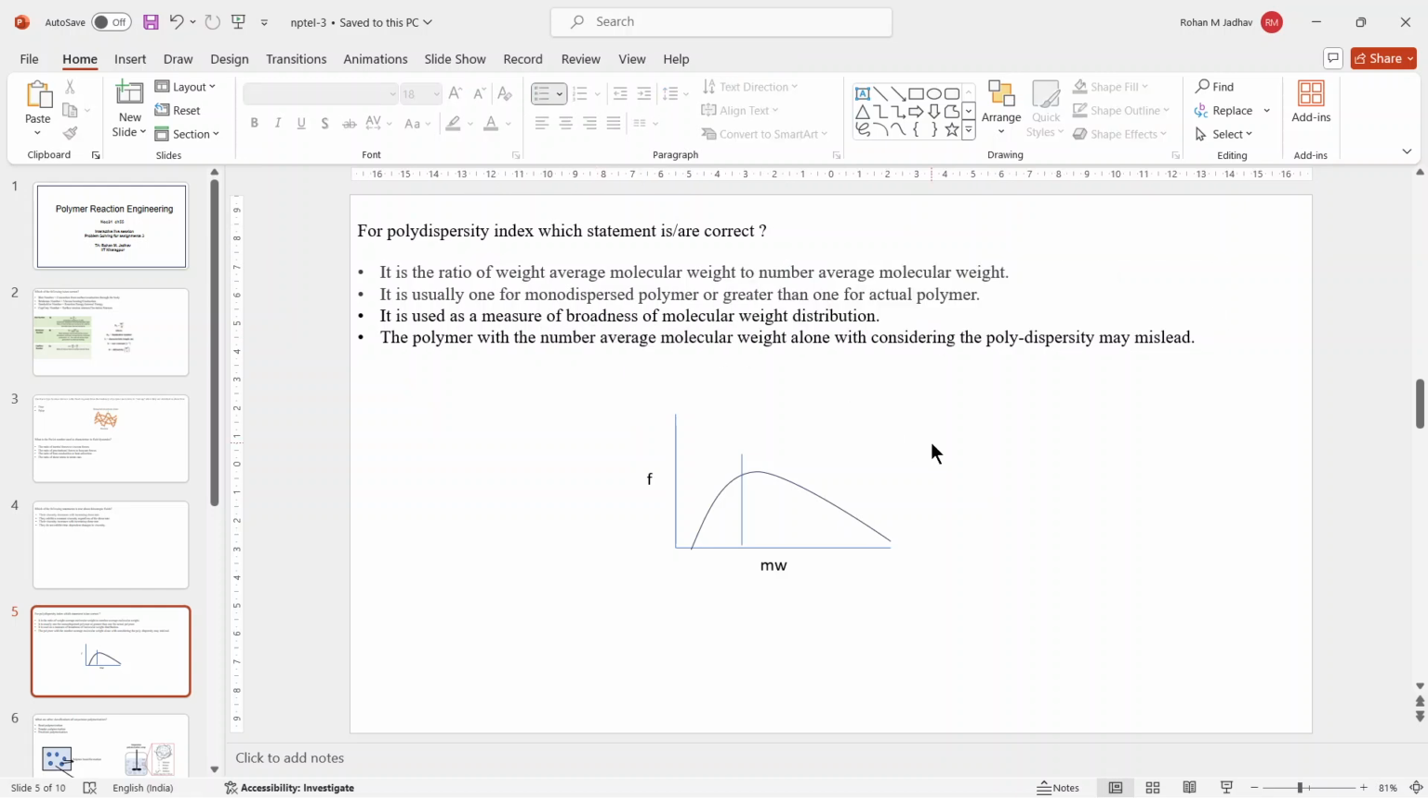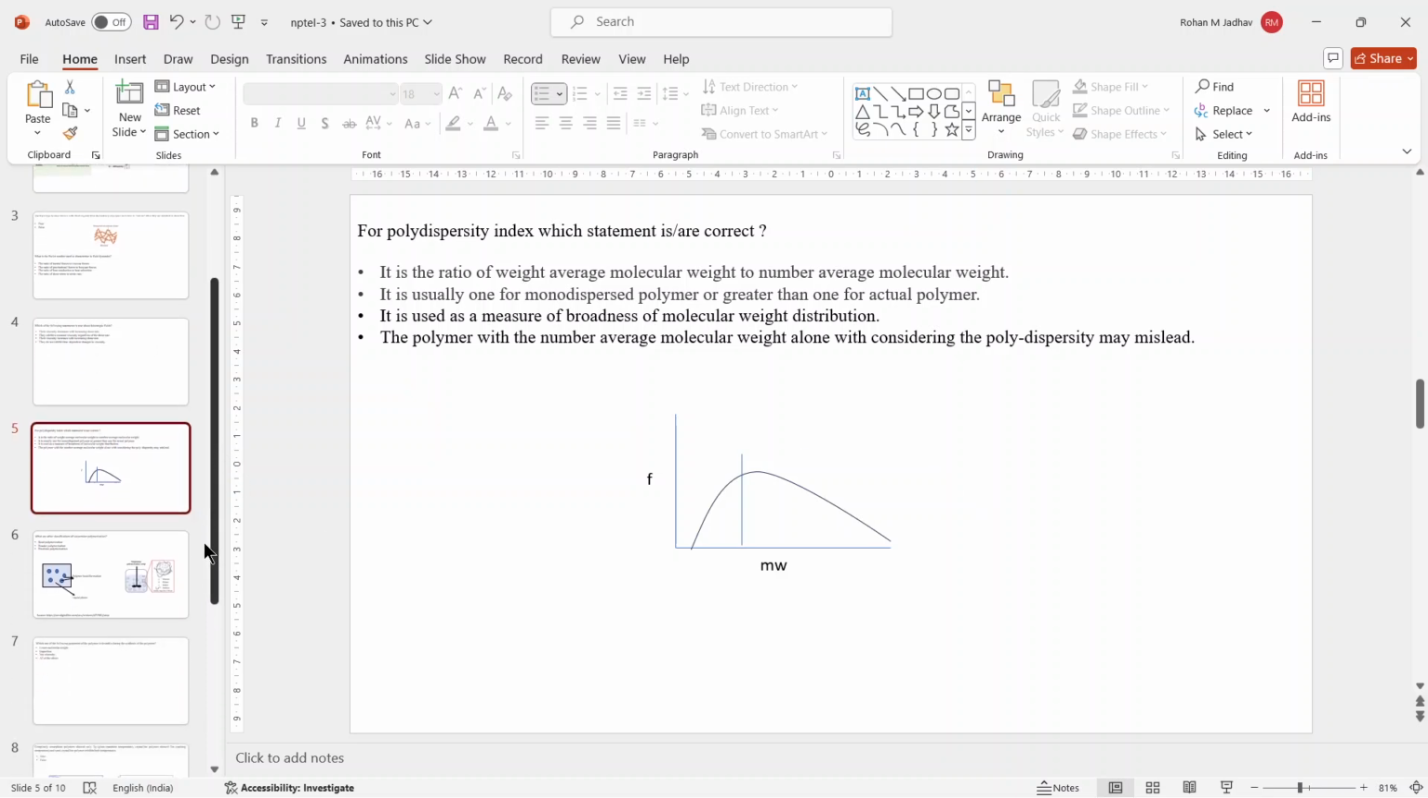So what you do is you calculate the weight average by putting it into the ratio of weight average by number average and multiplying the number average with the polydispersity index, which will give you the weight average, and you might have the entire idea about the molecular weight distribution. Moving on to the next question.